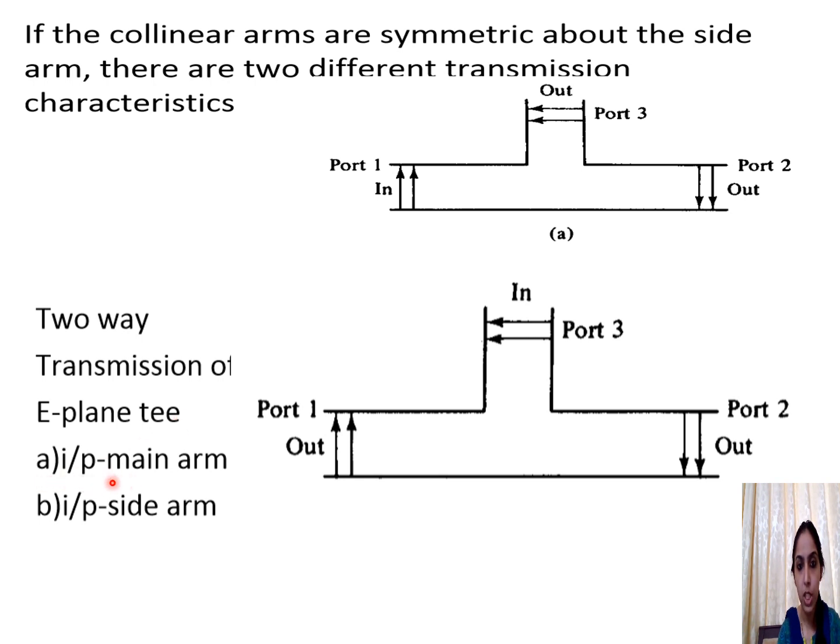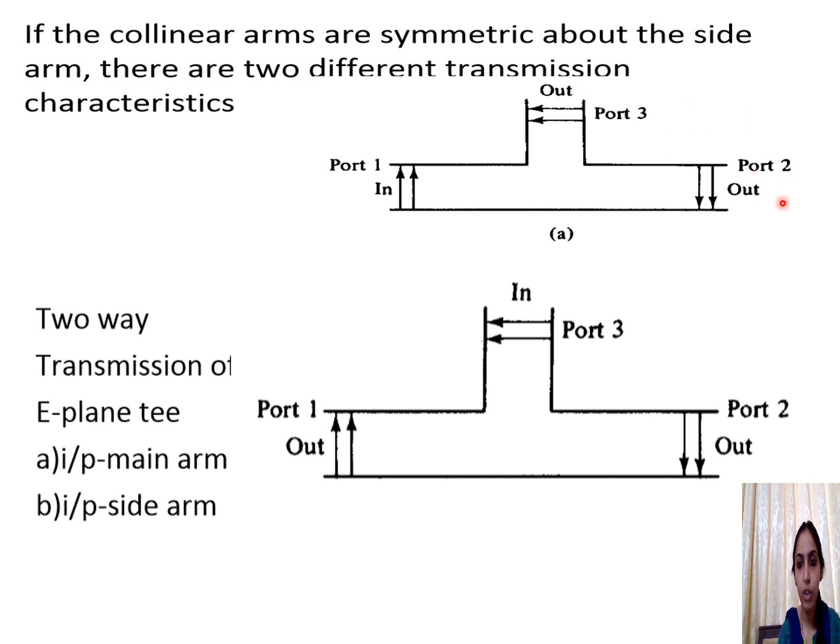In the first case, the input is fed from the input main arm, so from port 1 we are feeding the input, and in the second case, the input is fed from the side arm. What we observe from these characteristics is that when we feed the input from port 3, the outputs appearing at port 1 and port 2 will have the same magnitude, but they will be out of phase. Similarly, if you apply the input from the collinear arm, say port 1, the outputs will also be out of phase.